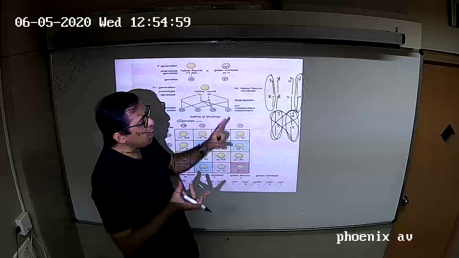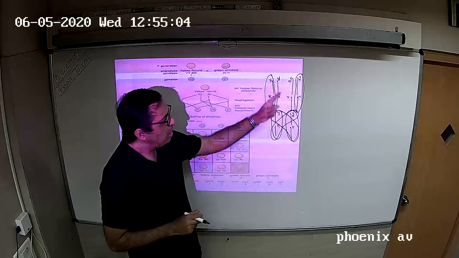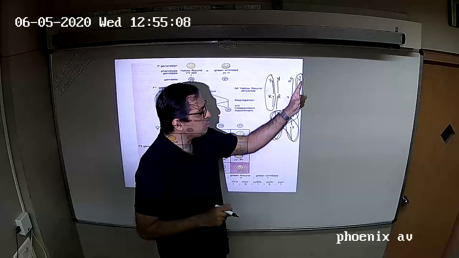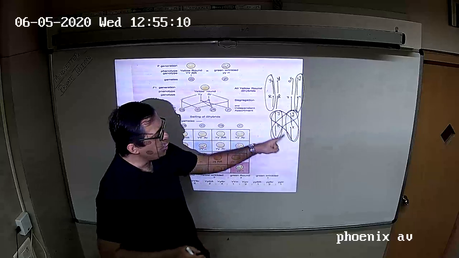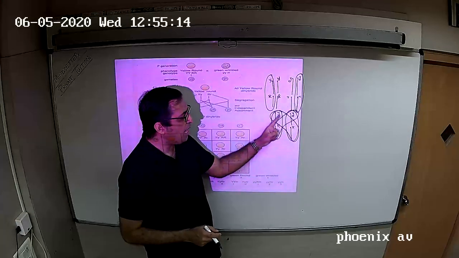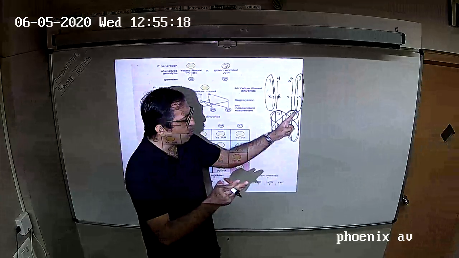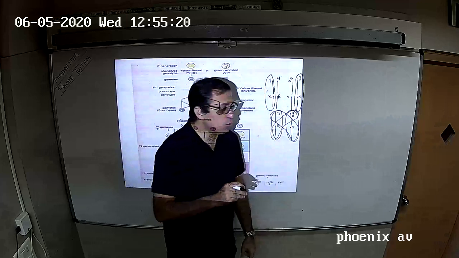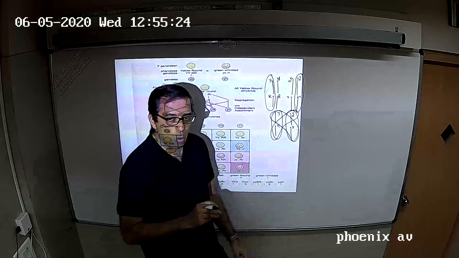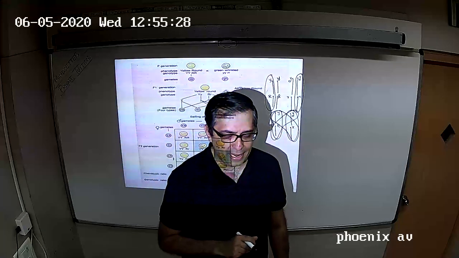In independent assortment, what was the original combination in the pairs? Capital Y, capital R, small y, small r. What is the new combination that we have got? We have got capital Y, small r, small y, capital R. So you have got yellow and wrinkled, green and round, which is called the law of independent assortment taking place.